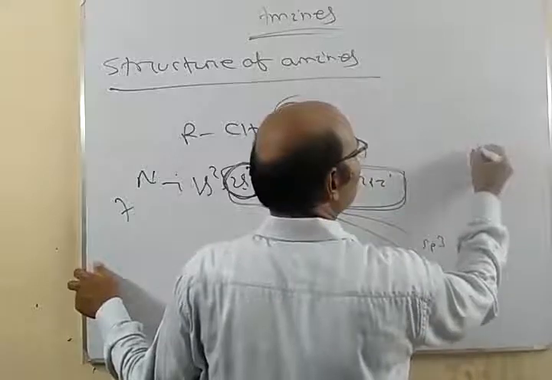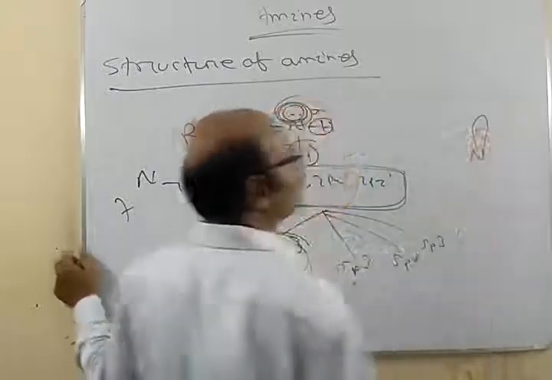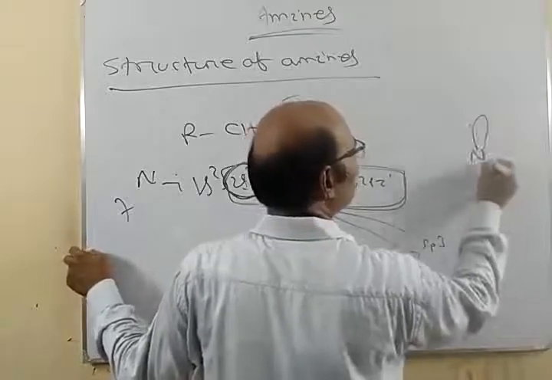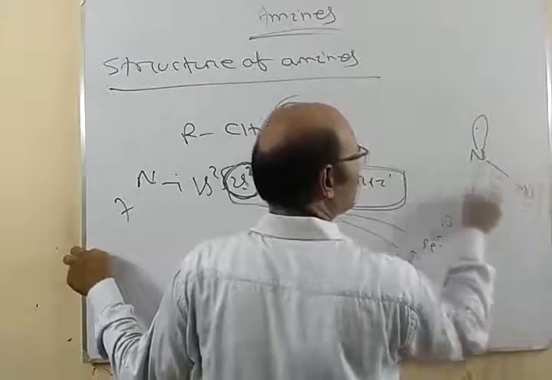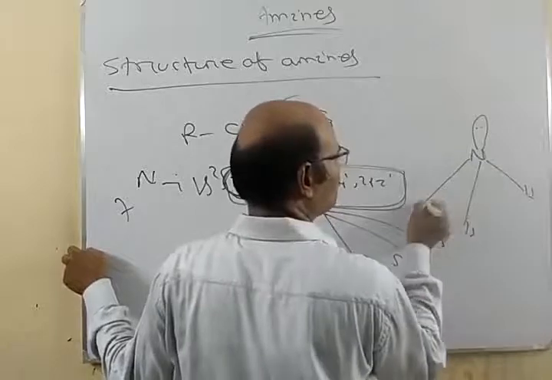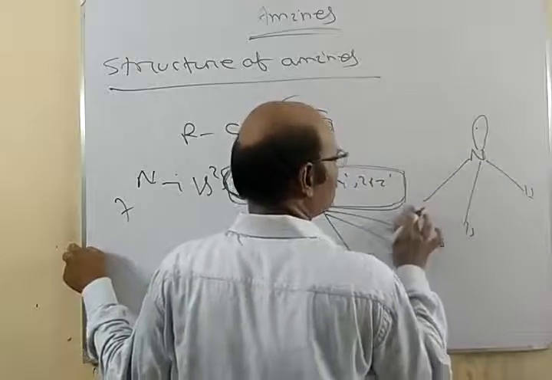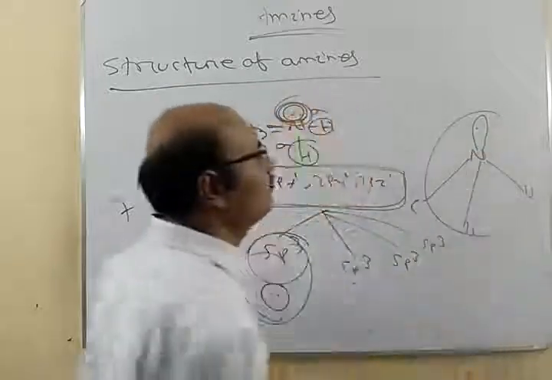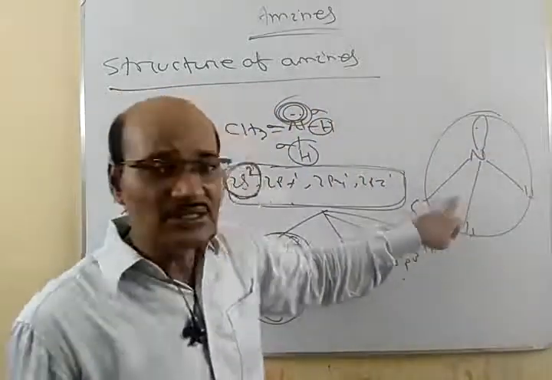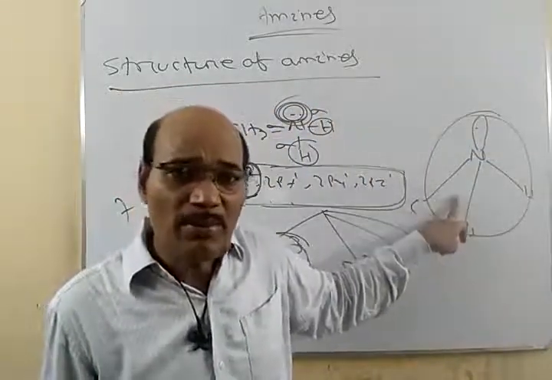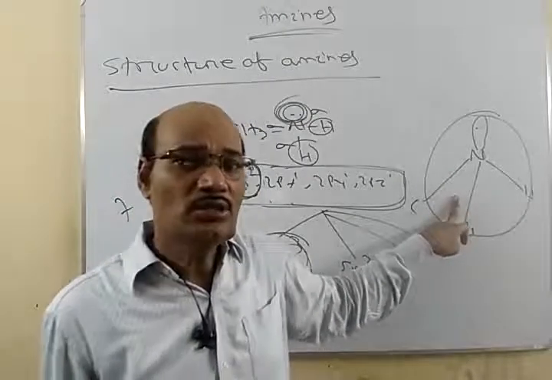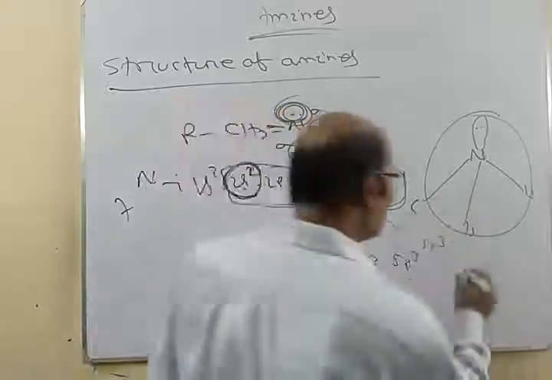N is here, the lone pair, then your H and your R. See there. Okay. So as a result, these amines have the pyramidal structure like ammonia. Okay. Now the bond angle here is what?